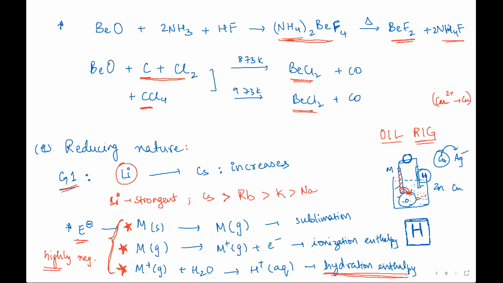Now, because lithium has an extremely high negative hydration enthalpy, that outweighs these other two factors, which makes it the strongest reducing agent. So it's because of its small size, it has extremely high hydration, which is the only factor for it to be the strongest reducing agent that it is. So it has an extremely highly negative E naught value.